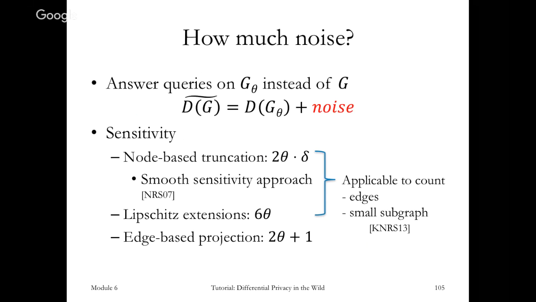We see that the sensitivity for these 3 approaches is all bounded by theta. The last work, edge-based projection, has a relatively smaller sensitivity, and hence less noise can be injected into the query answer. But the previous 2 approaches can tackle more than just degree distribution queries. They are able to count edges or small subgraphs.